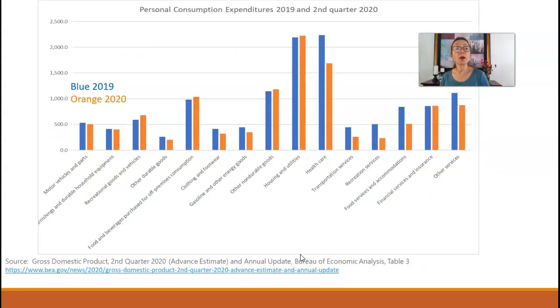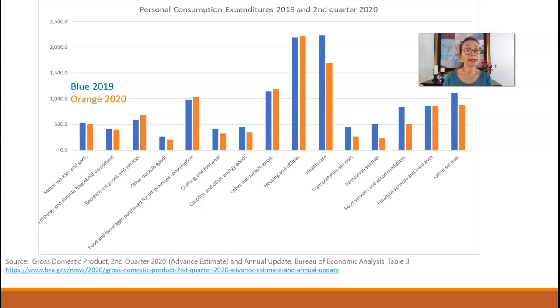Let's take a look at what happened between 2019 and the second quarter of 2020. So what I've done on this slide is I've taken gross domestic product. So gross domestic product is the final market value of all goods and services produced in an economy within our domestic boundaries within a given time period. So typically it's within a year, and we measure it every 3 months. And this is done by the Bureau of Economic Analysis.